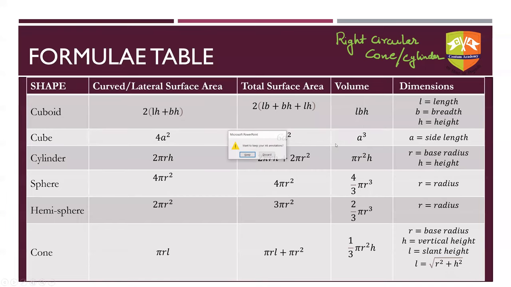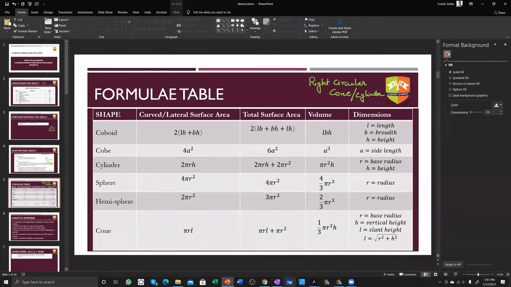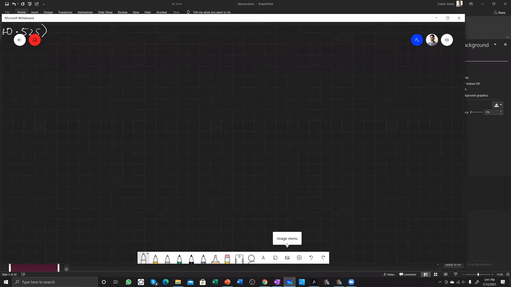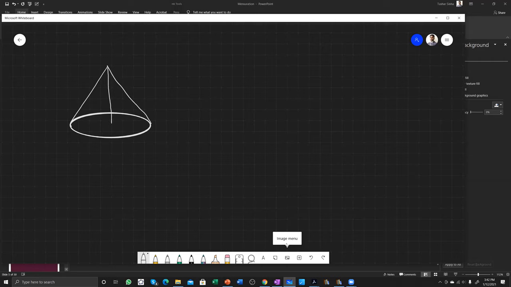What is that actually? So basically this is a right circular cone where you have this structure and the base is this, and the angle, this angle.